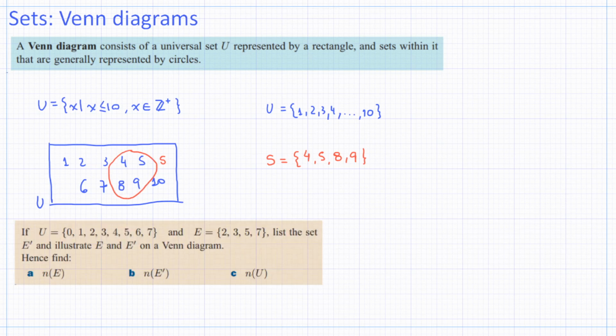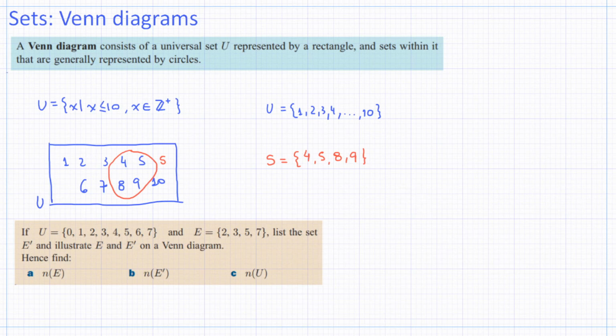So a very simple example here. We've got this universal set, which is 0, 1, 2, 3, 4, 5, 6, 7. So it's, well, all natural numbers, for instance, from 0 to 7. That could be it. And I've got this set E, which is 2, 3, 5, and 7. Looks like prime numbers, doesn't it? Prime numbers inside of that set. List the set E, illustrate the complement of E, and illustrate E and the complement of E on a Venn diagram. So that's fairly simple, isn't it?